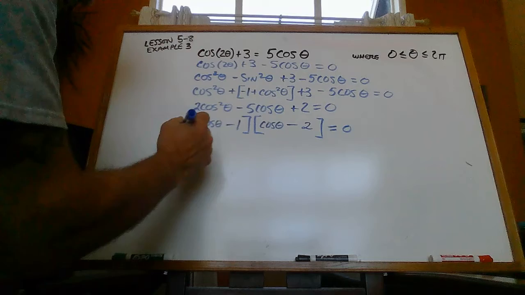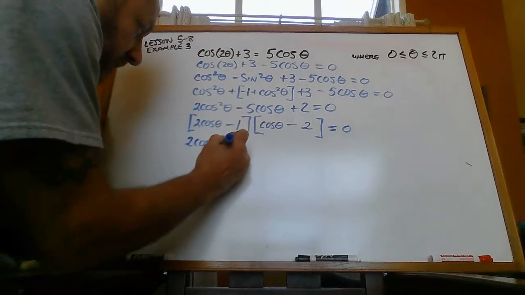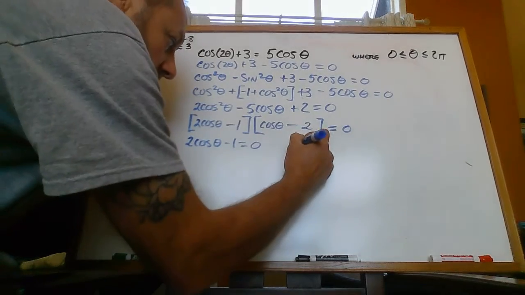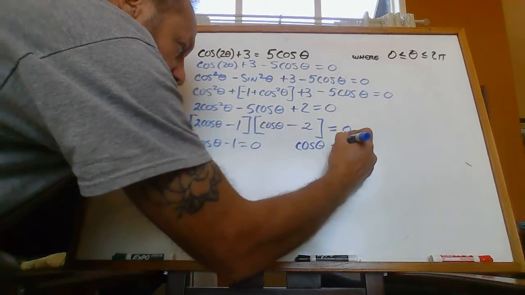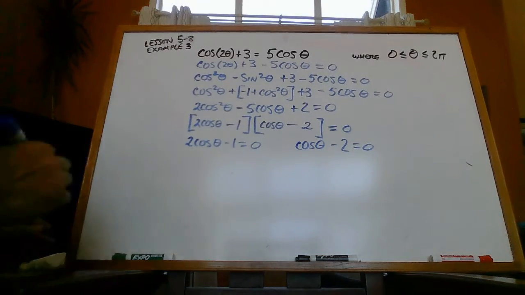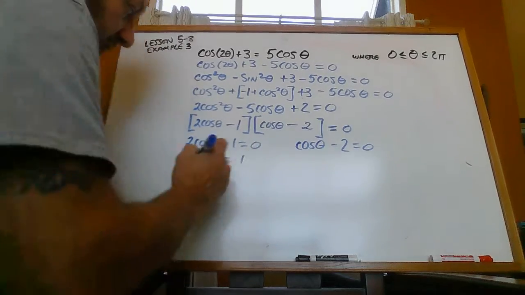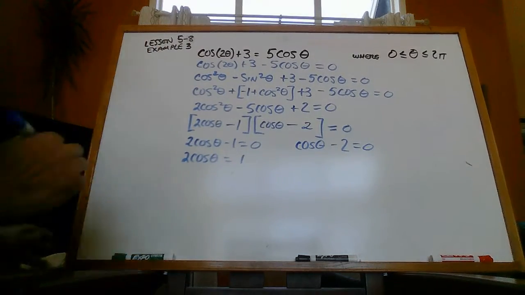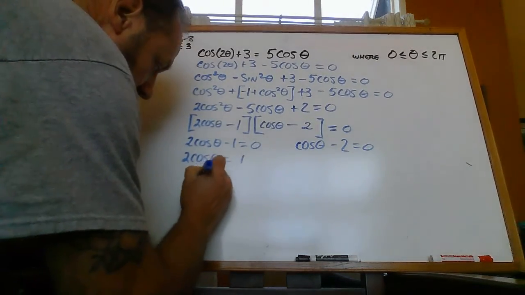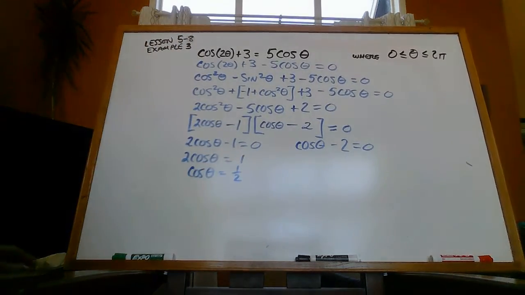And now this is pretty easy to solve. So I know that 2 cosine theta minus 1 equals 0. And I know that cosine theta minus 2 equals 0. Okay, so this one, 2 cosine theta is equal to 1 when I add 1 to both sides and I divide by 2. And so I get cosine theta is 1/2.